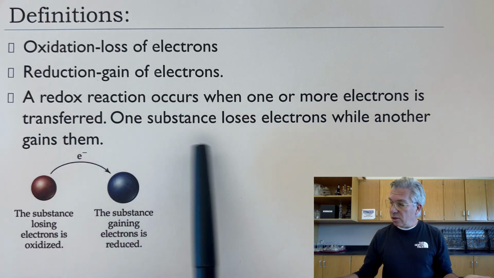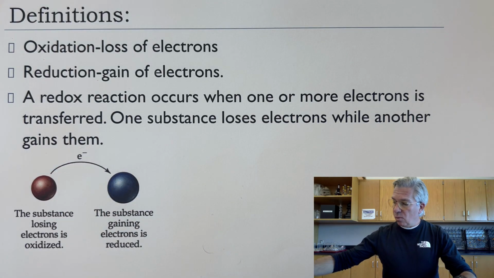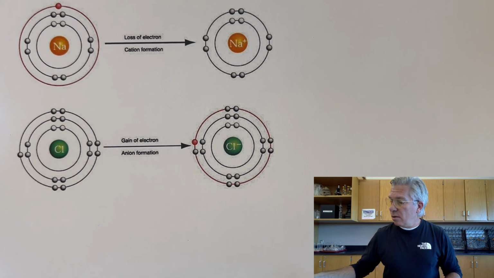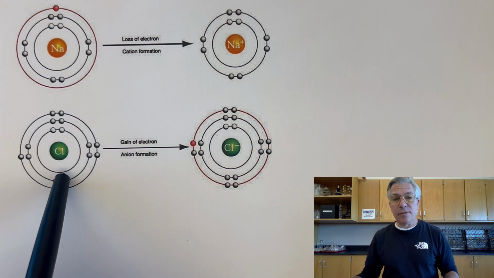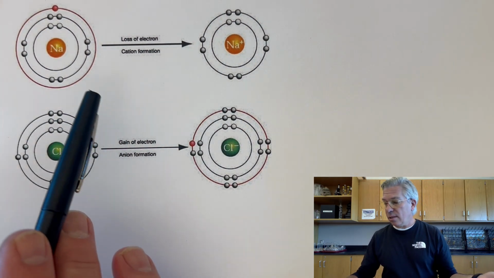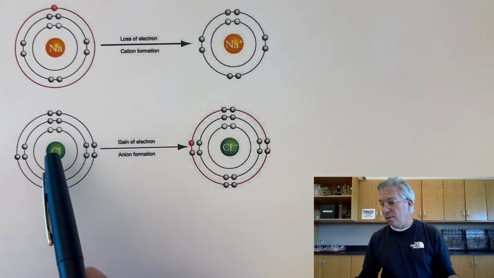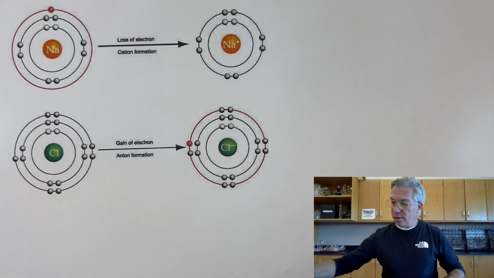A redox reaction occurs when one or more electrons is transferred. One loses electrons while another gains them. But again, it's not as obvious as, say, swapping a hydrogen. We know that different elements have different tendencies to gain or lose electrons. Sodium likes to lose electrons and get oxidized. Chlorine likes to gain electrons and get reduced.